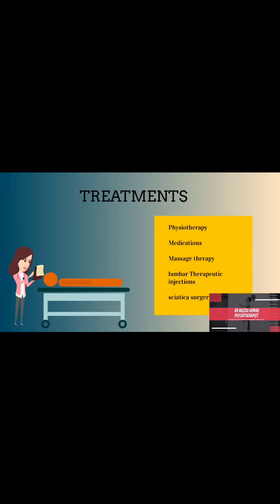Number one, which is the very best treatment nowadays for sciatica, is physiotherapy. Number two, medications. In medications we can use non-steroidal anti-inflammatory drugs, oral steroids, anticonvulsant medications such as gabapentin, opioids, and analgesics such as tramadol. Number three is massage therapy. Number four is lumbar therapeutic injections, and the last thing is sciatica surgery.